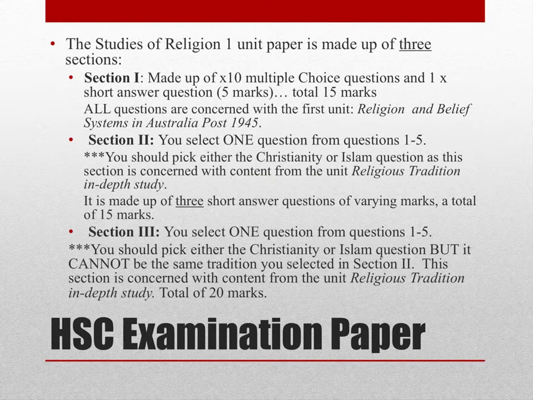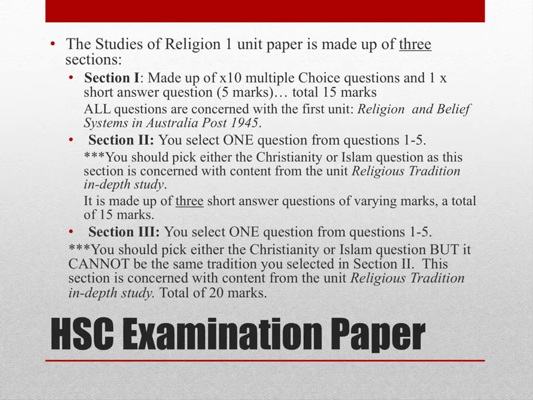Within section 2, you'll be presented with 5 questions and you need to pick one of them. In our study, we'll be focusing on Christianity or Islam, so you can disregard the other questions for the other religious traditions. For this reason, section 2 is concerned with content from your second and third unit, which are religious tradition in-depth studies. It is made up of 3 short answer questions of varying marks, and it is equivalent to a total of 15 marks.